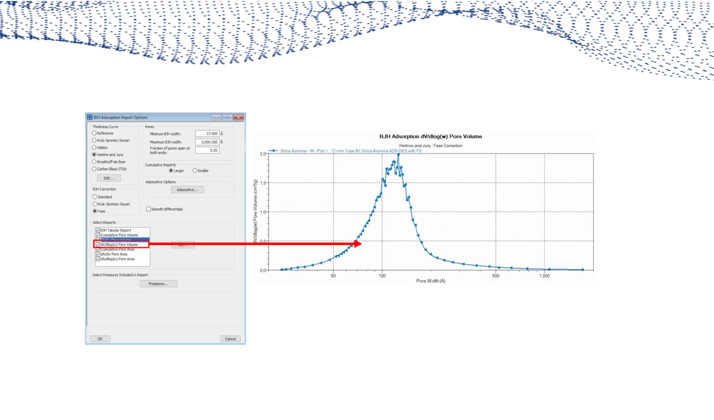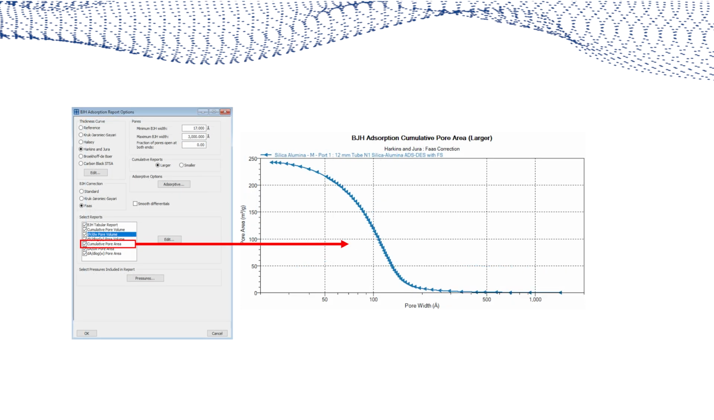The same data can also be looked at on a logarithmic scale for the pore volume. The general shape of this curve will be very similar to the one that we saw in our previous slides. In general, you may find it easier to look at one report over another, depending on how large of a variety there is in your pore sizes between 30 and 1,000 angstroms.